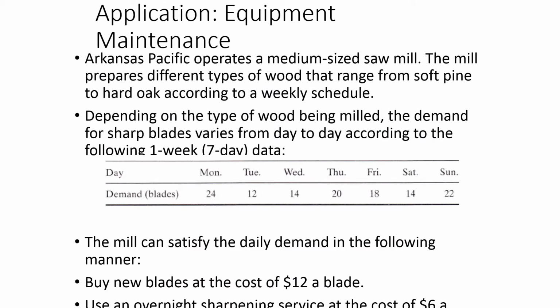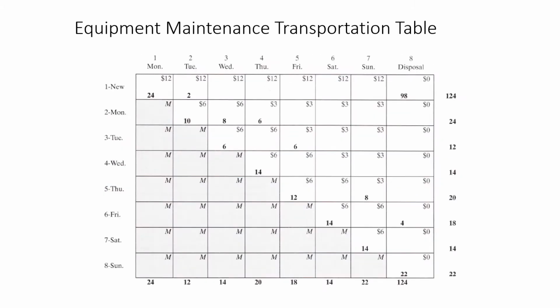Another example is the equipment maintenance, but I'm going to skip that in the interest of time. So equipment maintenance will be skipped in this slide and the following slide. This is the transportation table for the equipment maintenance, which is not included, I guess.